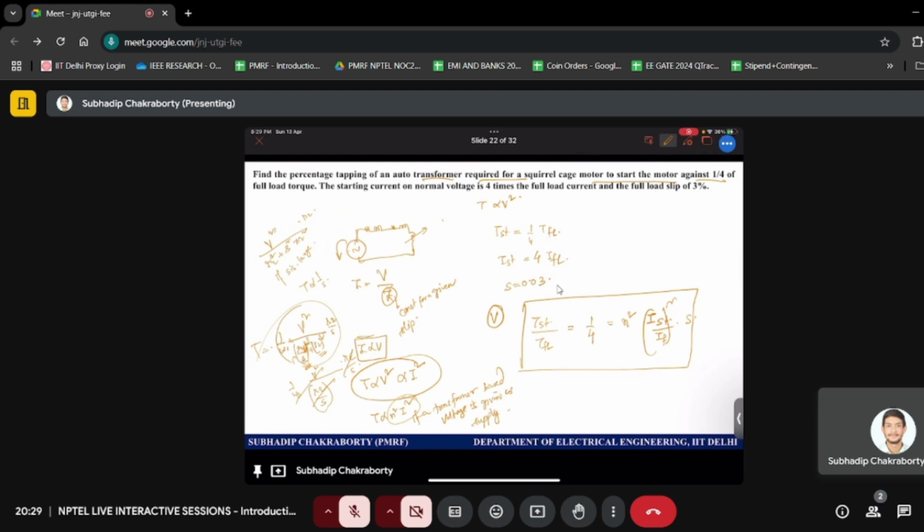So you see, if at full load slip tends to almost zero, then this term is very high. So I can write it as R2 by S whole square, and then I have an S by R2 term, right? So torque is proportional to S for low slip, and torque is proportional to 1 by S for high slip.